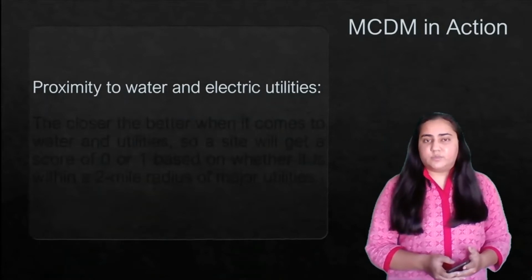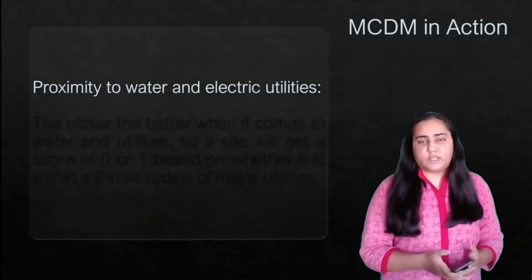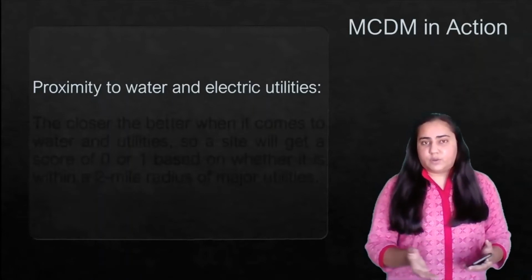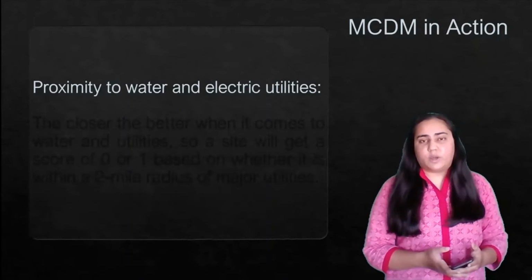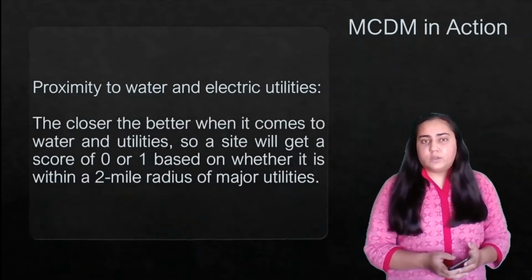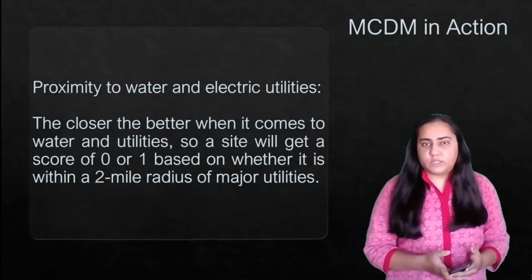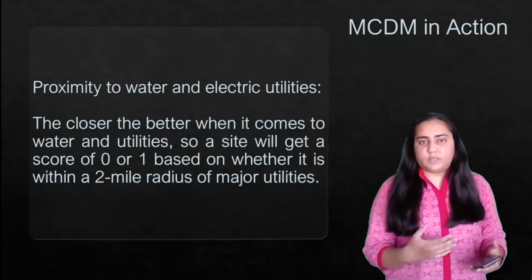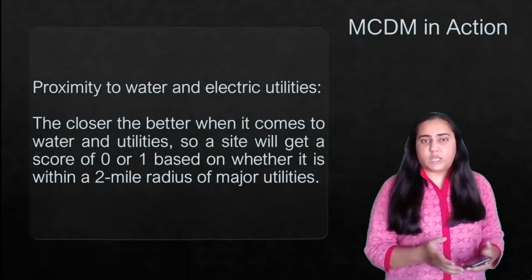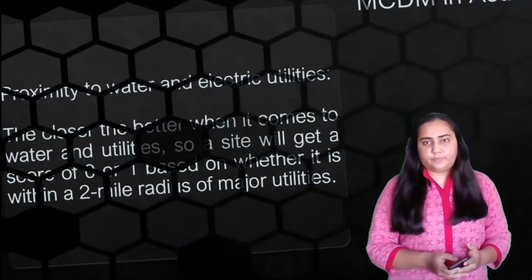The next criterion is proximity to water and electric utilities. Since you want to build a data center, water is required for cooling purposes, and electricity, of course, is required to keep the servers going. So the closer the better when it comes to water and other utilities. A site would get 0 or 1 based on whether or not it is within a 2-mile radius of major utilities.